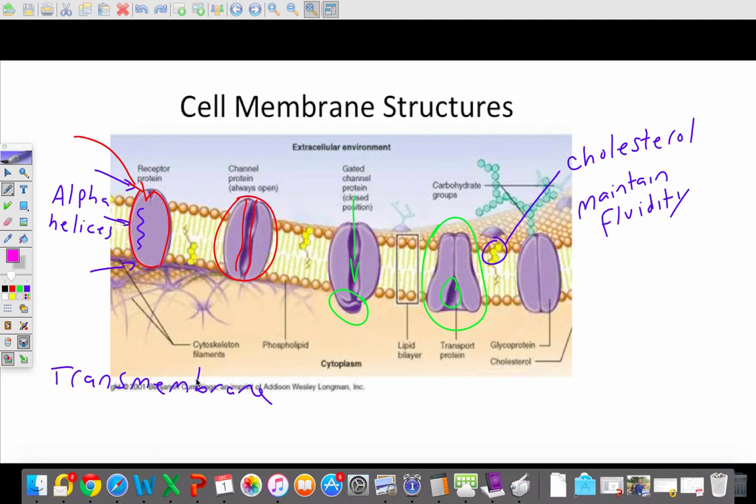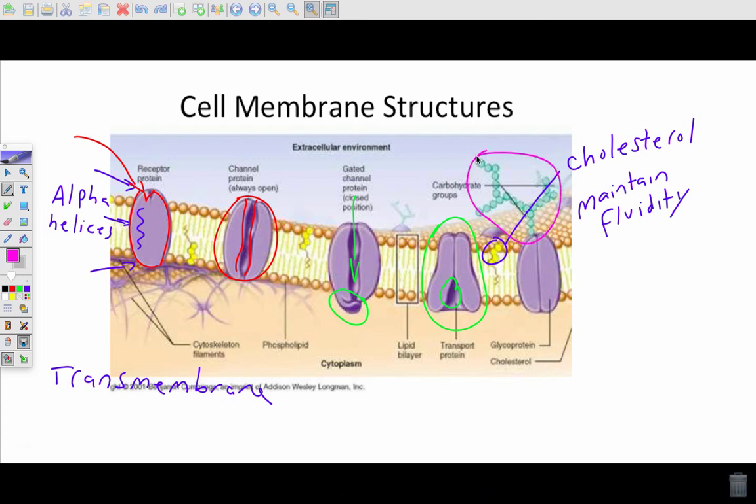Okay, and the last kind that we're going to talk about, at least, are glycoproteins. And glycoproteins have these carbohydrate chains attached to them. That's why the glyco, that's the sugar part of it, glyco. Remember glycogen was a sugar? So glycoproteins have carbohydrate chains, and they act as like a cell identification. It's like a flag on the outside of the cell, so the body knows that cell should be there.